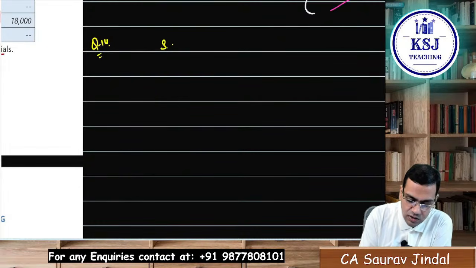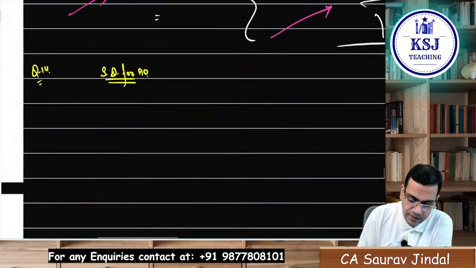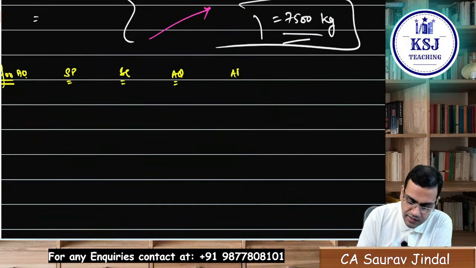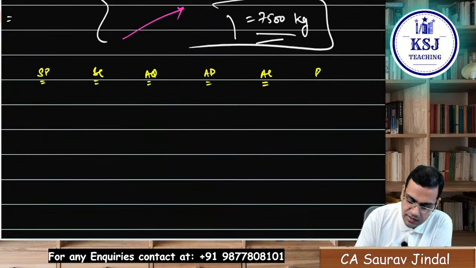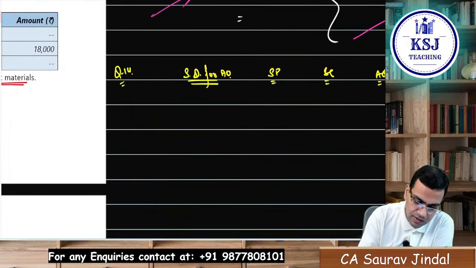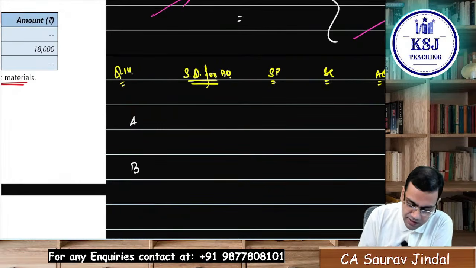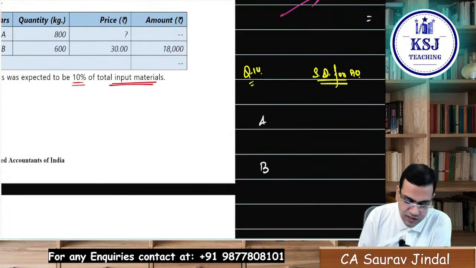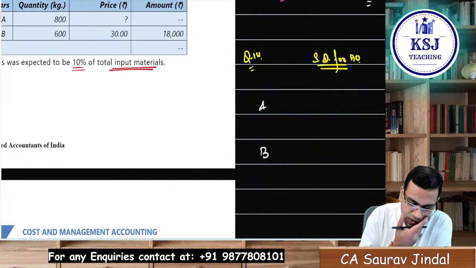So standard quantity for actual output, standard price, standard cost, actual quantity, actual price and actual cost. Then revised standard quantity, because we have two different materials. So for material A and material B, whatever information is given, first of all tell me what will be the standard quantity for actual output.